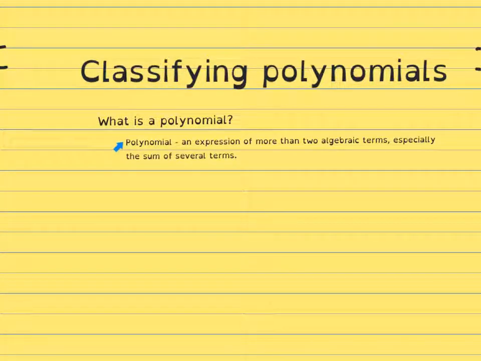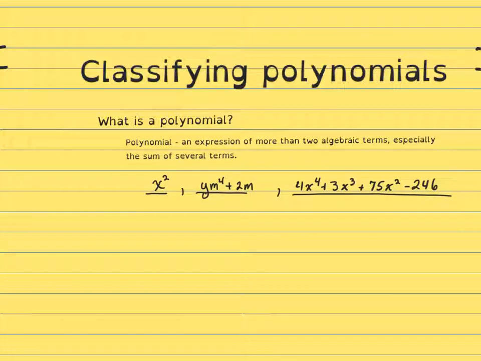Specifically, a polynomial is an expression of more than two algebraic terms, especially the sum of several terms. Okay, that's a lot of words that doesn't make a lot of sense. So let's give some examples of that. So here are three different examples of polynomials with different numbers of terms. The term is just the different parts that are separated by either addition or subtraction. So this first polynomial has one term, this second polynomial has two terms, and the final polynomial over here has four terms. And those terms actually are going to help us give the polynomial a name.